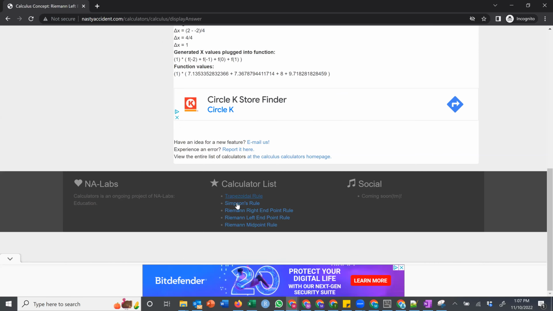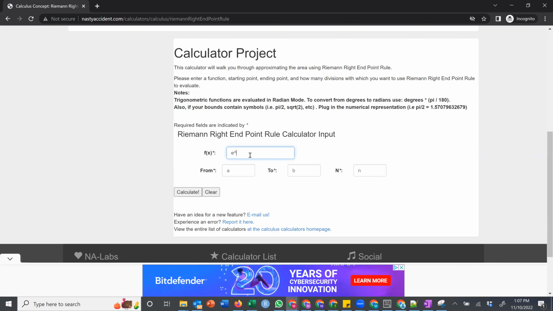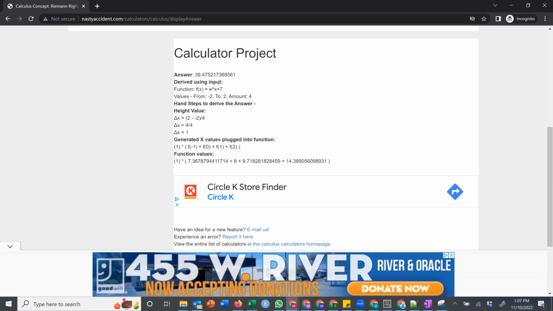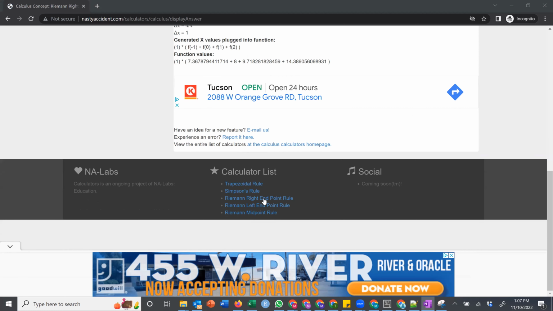So now I've got to go to the right endpoint rule. Unfortunately, with this one you have to re-enter the function. There are other ones where you don't have to do this, but this is the one I go to when I need to do this stuff. And so this one is 39.48.